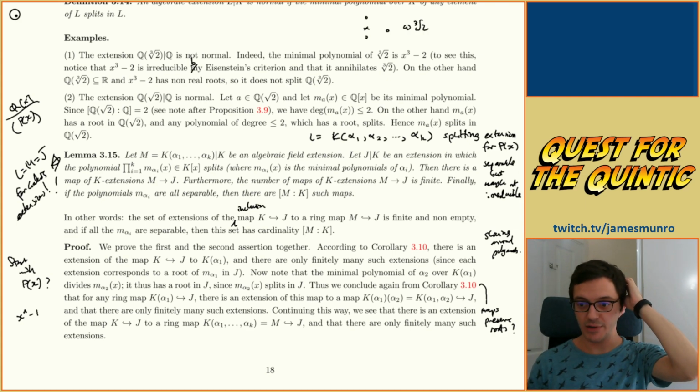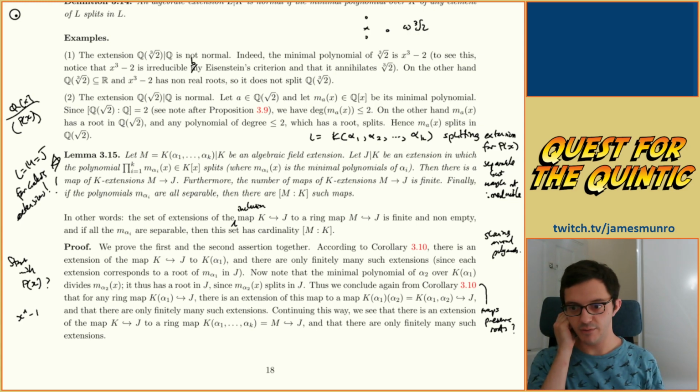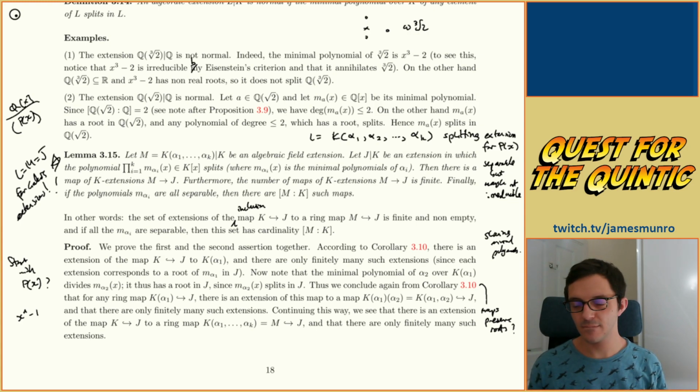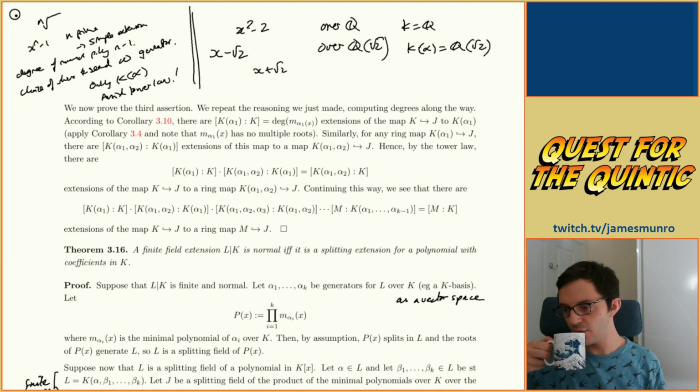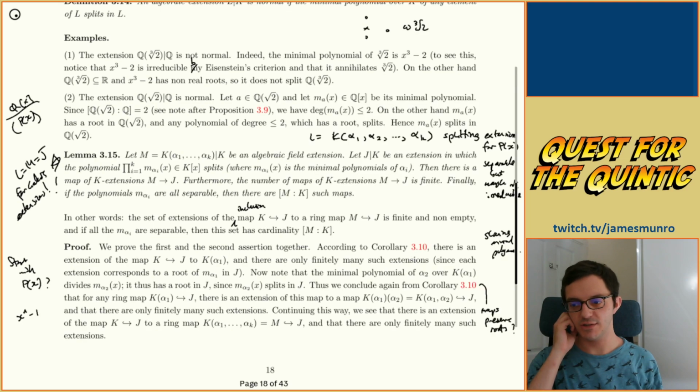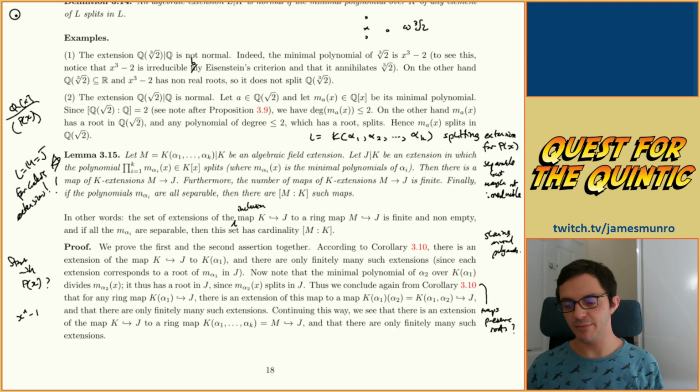There are [M:K] such maps. The degree of the extension, that's the polynomial. Okay, looking at the product of the minimal polynomials. Is it the degree of the polynomial? Maybe, maybe not. Might be bigger. Okay. Extension of the map K into J to a ring map M into J, where you put in all the roots as well, to decide where to send the roots. J is splitting, so you've got to send each root to something that has the particular minimal polynomial for that root. So the degree, why is that the degree?